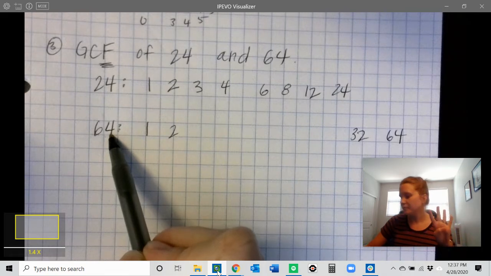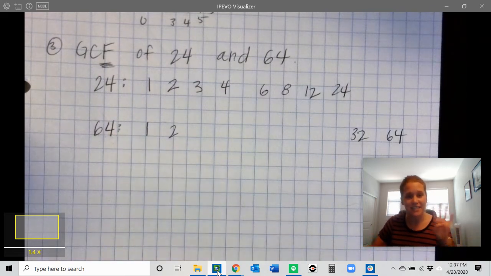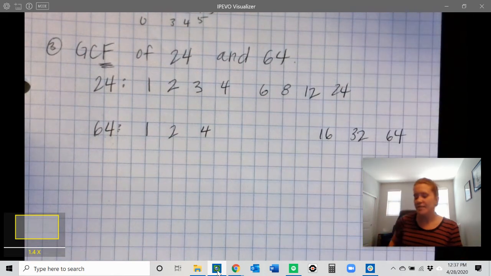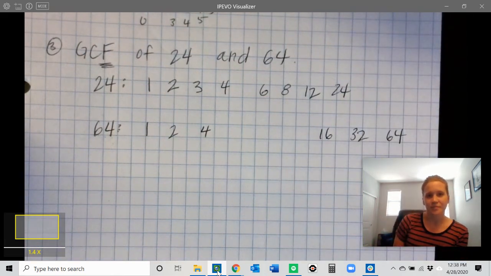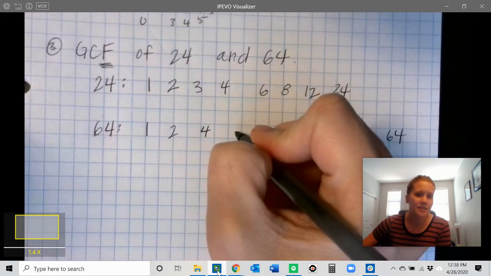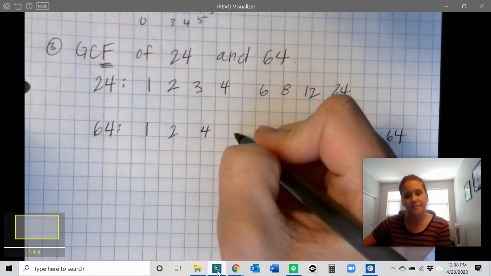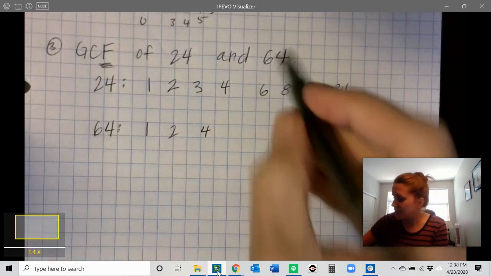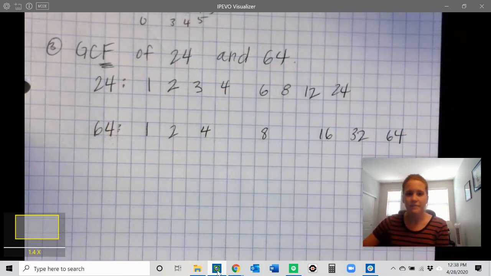Does 4? 4 does. If 2 does and if 8 does, then I know that 4 does. 4 times 16 is 64. Okay, and then what about 5? Does it go in evenly? Nope. 6? No, 3 doesn't go in, so 6 can't go in. 7? Nope. 8? Yes, 8 times 8 is 64. So I'm just going to leave an 8 in the middle. All right, there's all the factors of 24 and 64.